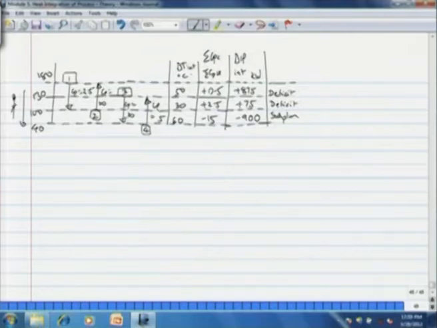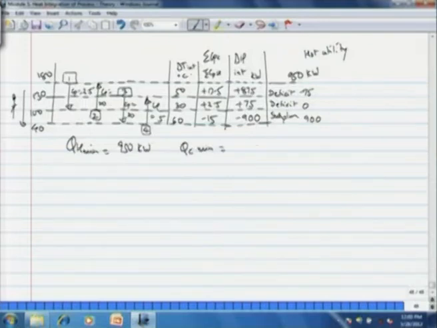We have to add a total of 875 plus 75, that is 950 kilowatts of hot utility, heat from hot utility, and then it will make the heat balance 0 at 100 degrees centigrade. Okay, and then we are left with 900 kilowatts of heat in the last interval to be rejected to cold utility. So the QH min is 950 kilowatts, QC min is 900 kilowatts.